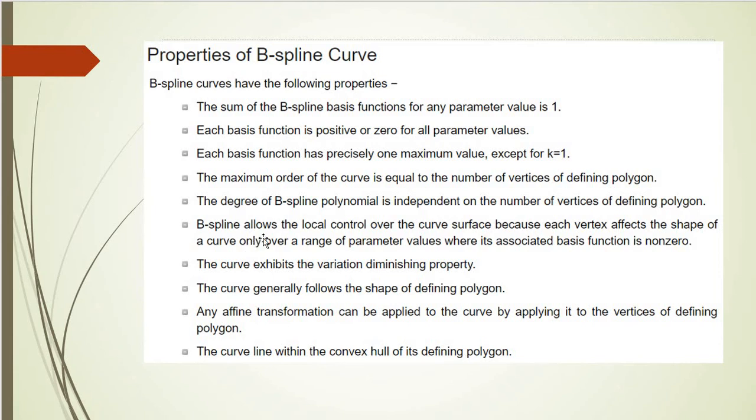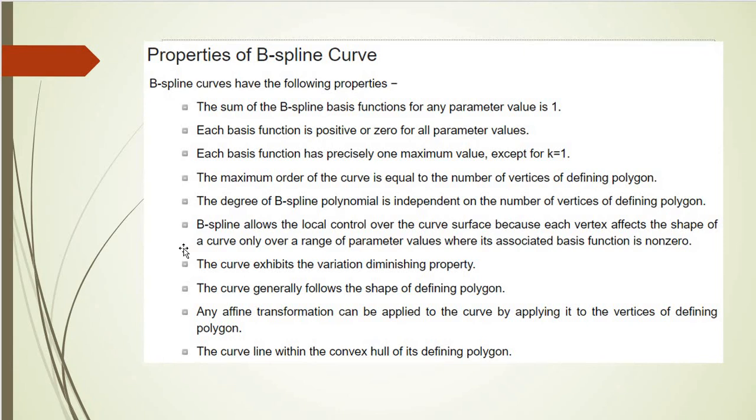A B-spline allows local control over the curve because each vertex affects the shape of curve only over the region of parameter values where its associated basis function is non-zero. This is the basic difference between the Bezier curve and your B-spline curve. Here, in B-spline curve, we are having the local control over our curve, whereas in case of your Bezier curve, we are having the global control.